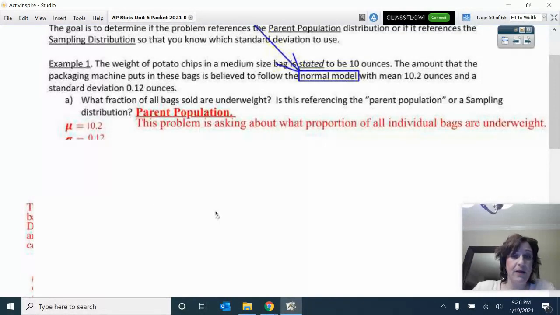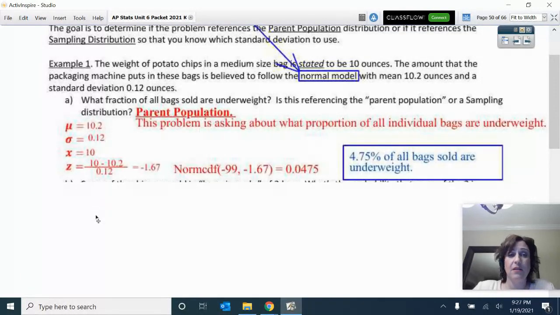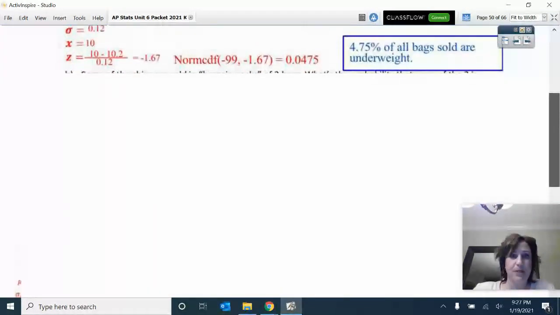Here comes the information that we can gather from that: the mean, the standard deviation, the X is 10, and our Z-score. So underweight, of course, is that lower area. So 4.75% of all bags that come off that assembly line are going to be underweight. You will be getting robbed. You will not be getting your 10 ounces of chips.